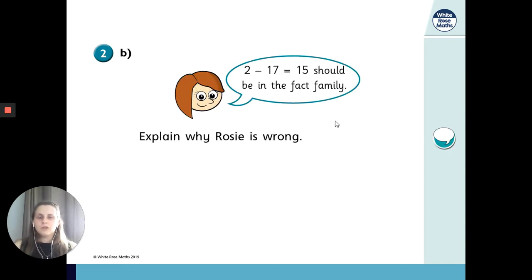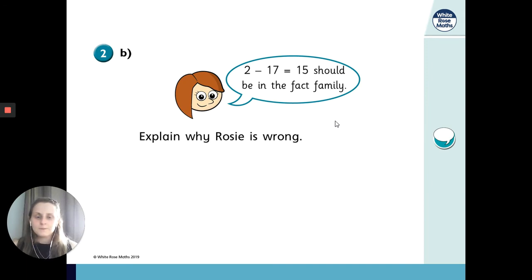2B. 2 take away 17 equals 15 should be in the fact family. Explain why Rosie is wrong. So have a think, we've just had a look. Why is Rosie wrong when she says that 2 take away 17 equals 15? Pause it now, have a go, write down your explanation, and then we'll have a look at your answer.